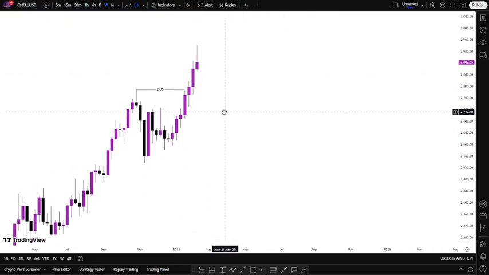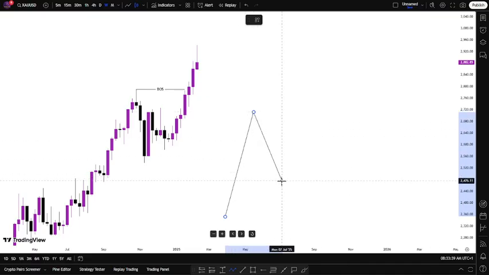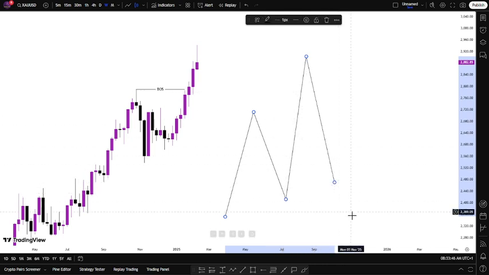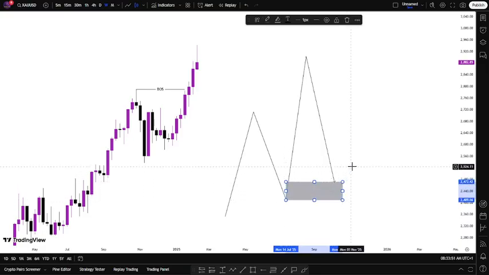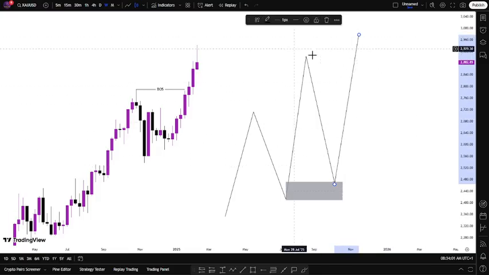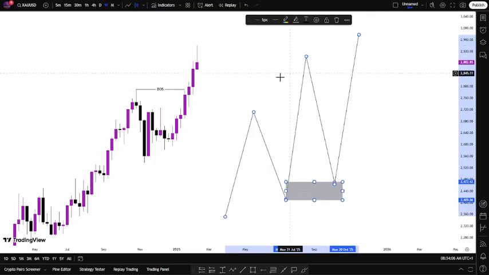So just basically in this high, then we come back to a demand area that has imbalance by the side. So from there we anticipate another buy to take out this high. That's just how I trade.